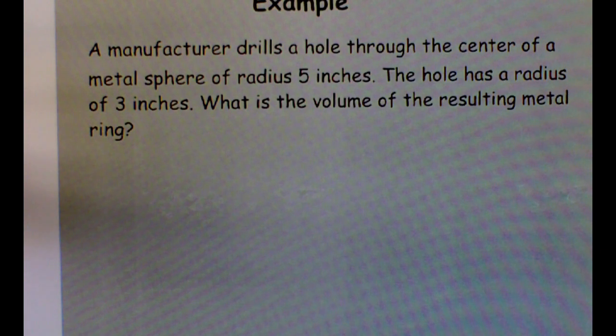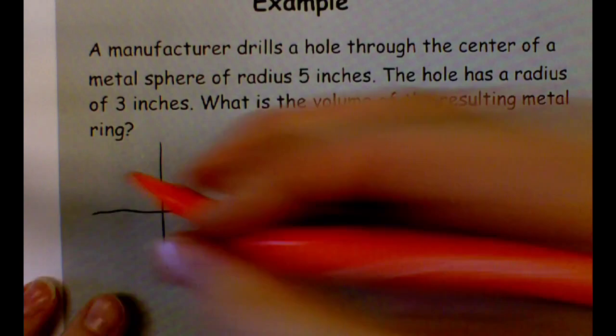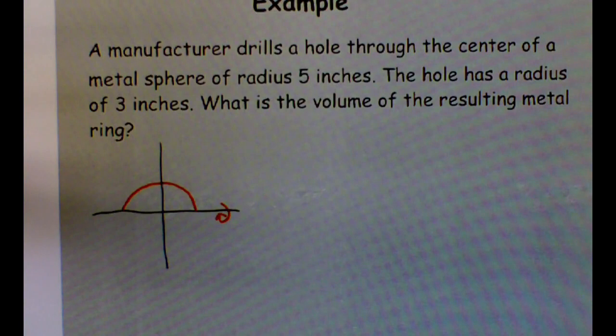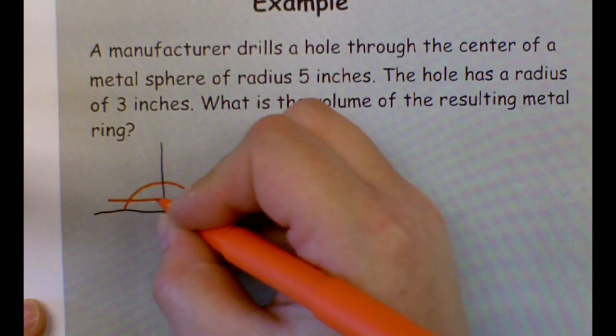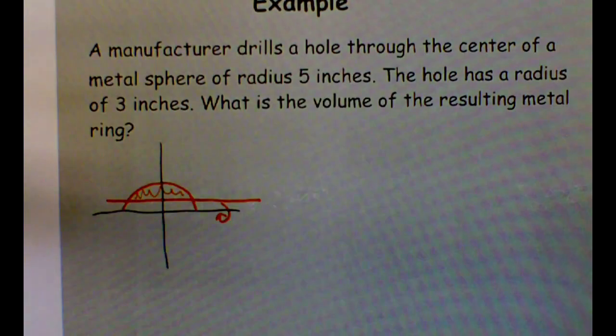So to do this problem, we need to think about what a sphere would be. To get a sphere, I could take my x and y axis. I could take a semicircle and revolve it. That would make a sphere. Then I need to cut a hole through the middle. So I want to cut it off like that. So I just have this piece that's getting revolved. So I would come up with, what's the equation of that half circle?